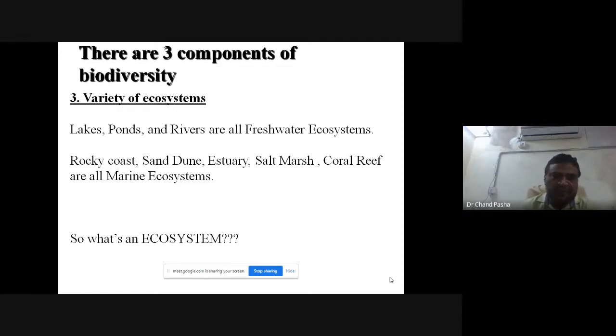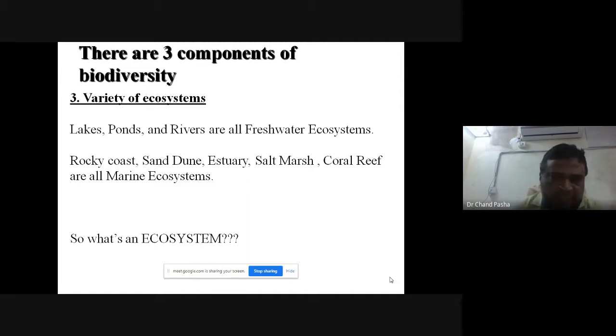And apart from that, you have non-living components. The physical component is water, and whatever the pond is like, that makes the physical environment, plus the chemical environment, the pH of that pond, or the temperature. All these things put together make an ecosystem.